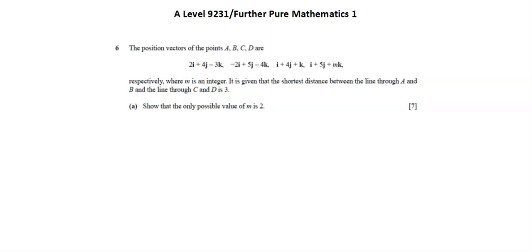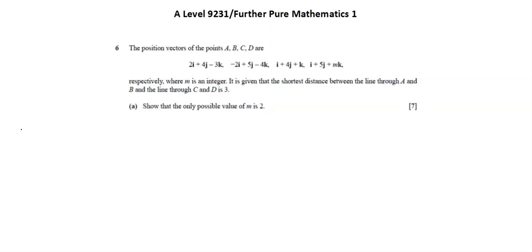This is the specimen paper for 9231 Further Pure Mathematics 1 for the 2020 exam series, question 6. The position vectors of the points A, B, C, and D are given. m is an integer. It is given that the shortest distance between the line through A and B and the line through C and D is 3. Requirement A, show that the only possible value of m is 2.